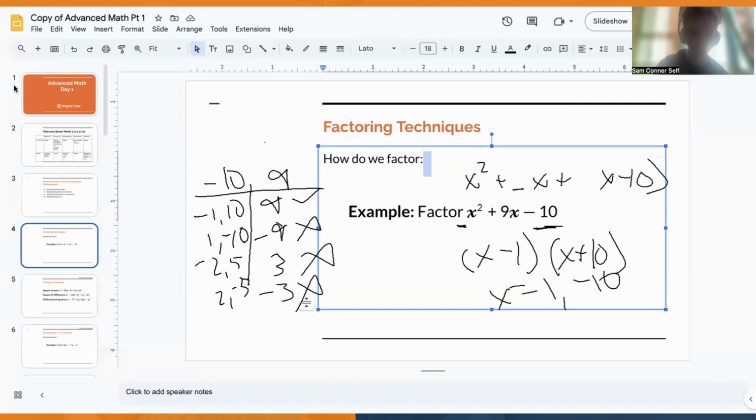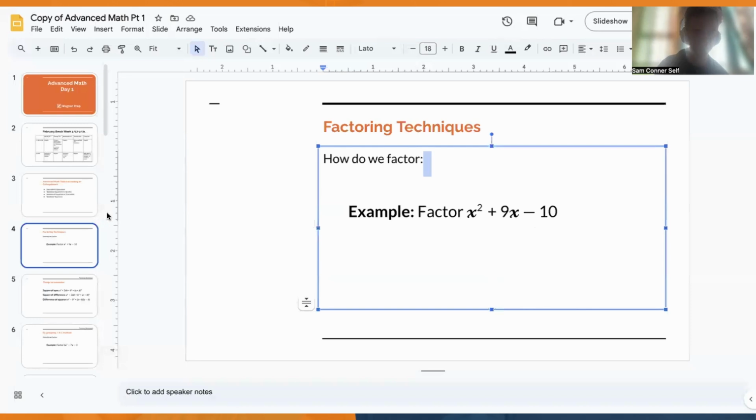All right, so I'm not seeing any questions. I'm going to go ahead and move on. This is just as a refresher.